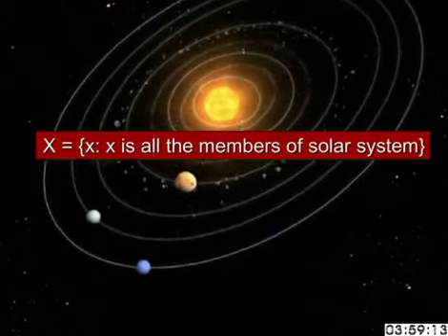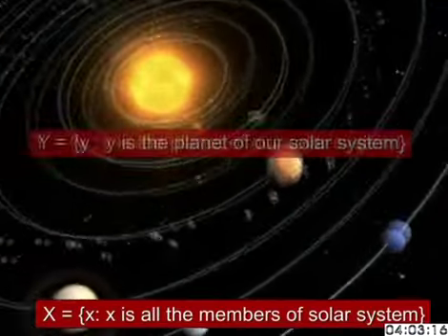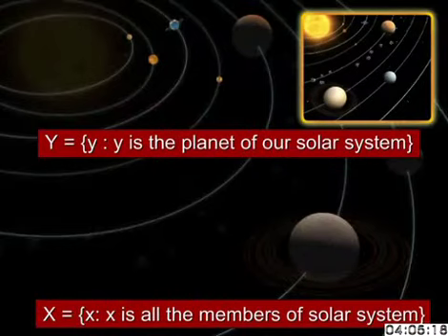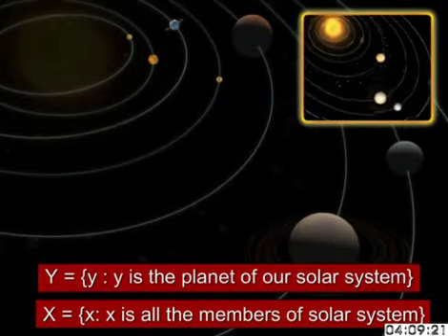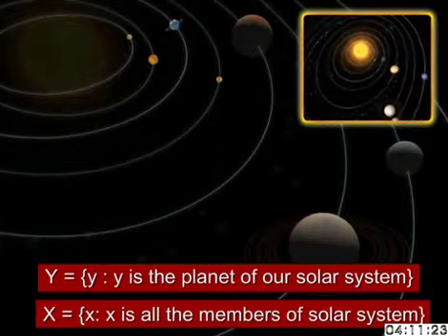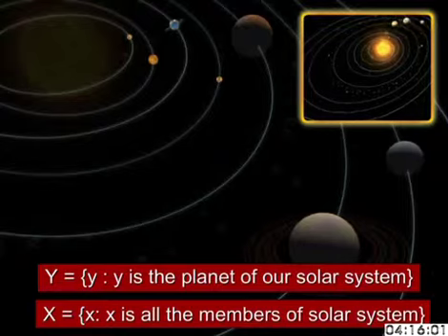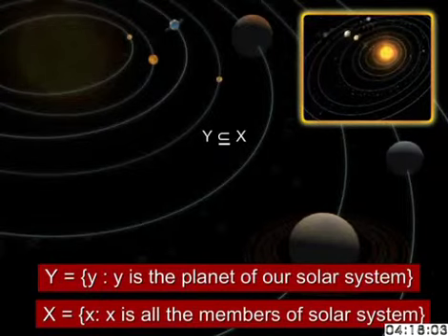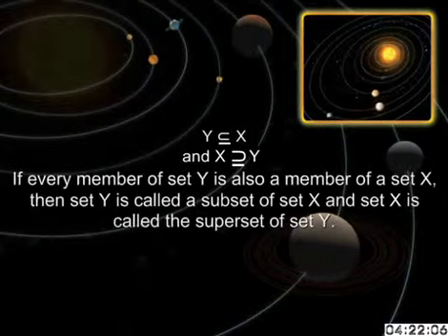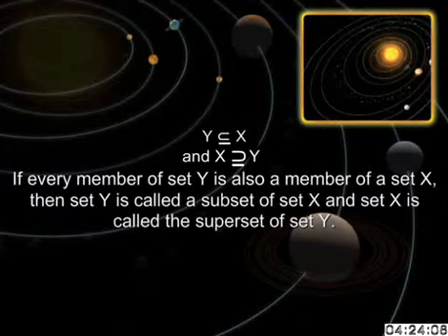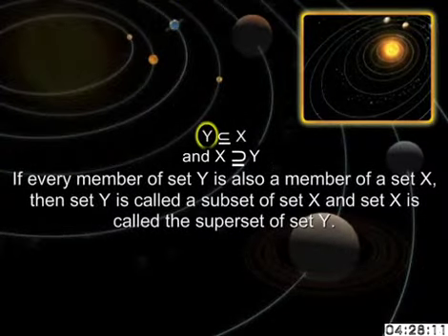Consider the set X as the set of all the members of our solar system and Y as the set of planets revolving around the Sun. You know that planets are a part of our solar system, so the set of planets is a subset of our solar system. Thus, if every member of set Y is also a member of set X, then set Y is called a subset of set X and set X is called the superset of set Y.